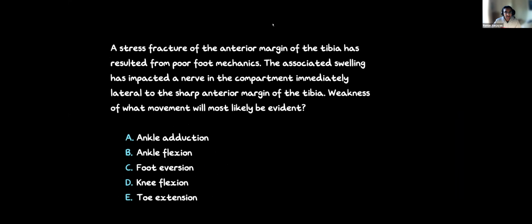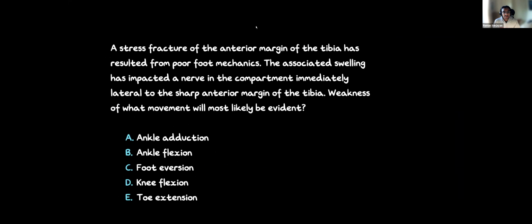All right. A stress fracture of the anterior margin of the tibia has resulted from poor foot mechanics. The associated swelling has impacted a nerve in the compartment immediately lateral to the sharp anterior margin of the tibia. So big words, whatever, just try and visualize it. Anterior margin of the tibia, lateral. So go looking for basically the outside of the leg.